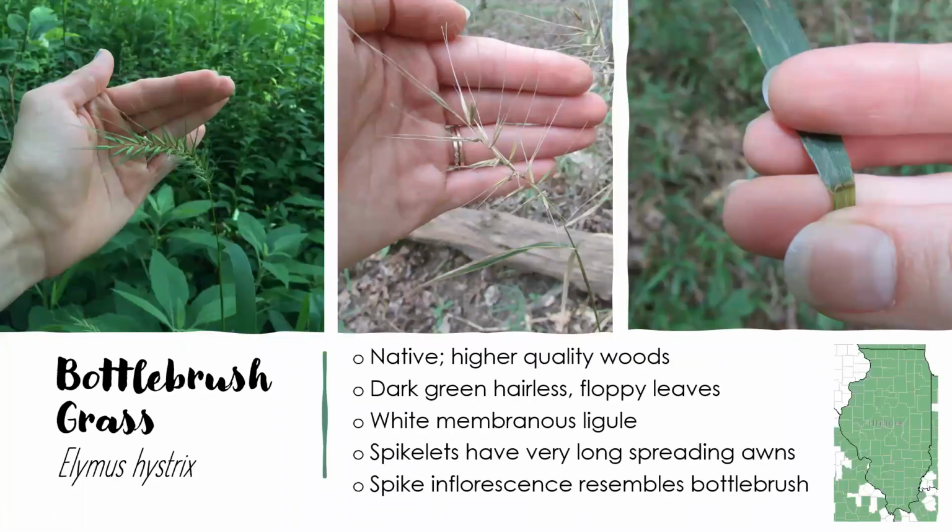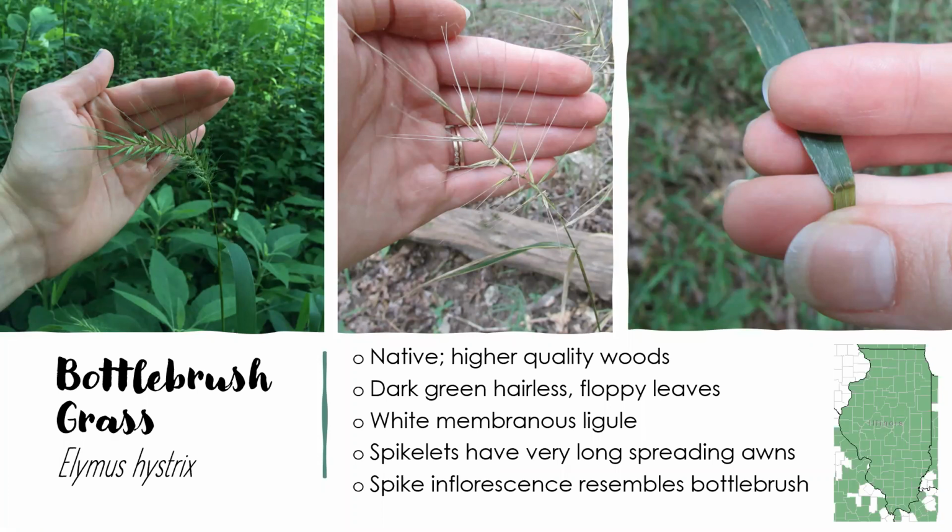All right, our second grass is bottlebrush grass, known as Elymus hystrix. And this is the first species of ryegrass that we're going to cover. There are 10 different species in this genus in Illinois, and this is the easiest one to identify by far. It is a native grass, typically found in higher quality woods, but you can see that it's found in every county in Illinois. So keep your eyes out for this one.